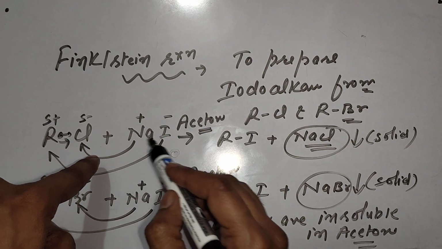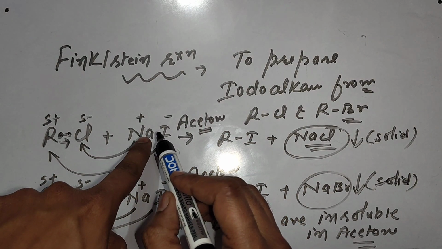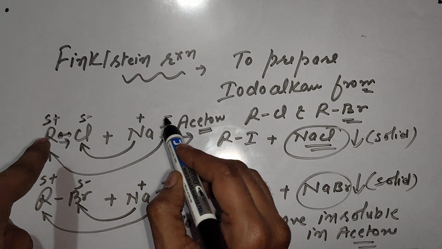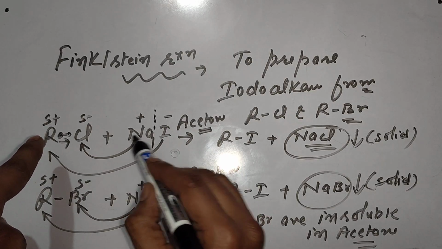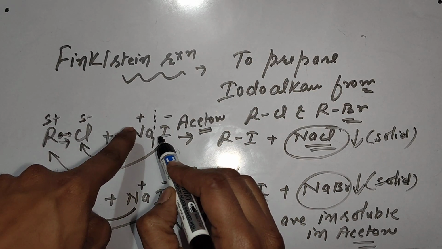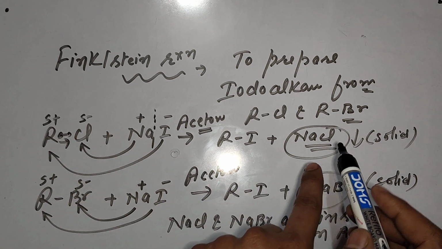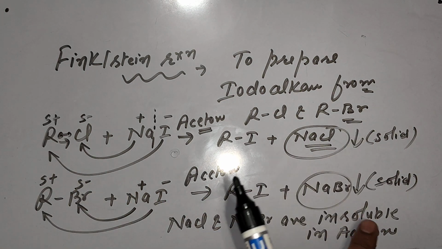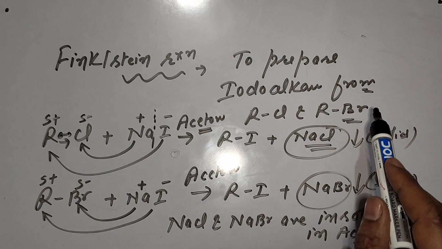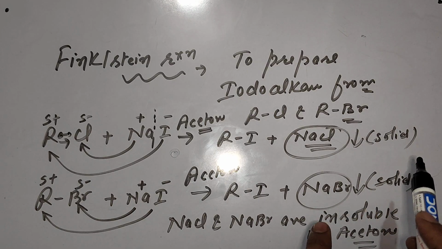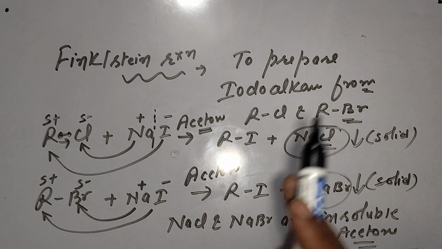NaI is soluble in acetone. That's why it is able to show this reaction. The particles are breaking into cations and anions in acetone. That's why it is reactive toward RCl or RBr. But the side products NaCl, NaBr are insoluble in acetone. That's why they will settle down in the form of solid particles, which we can separate very easily.